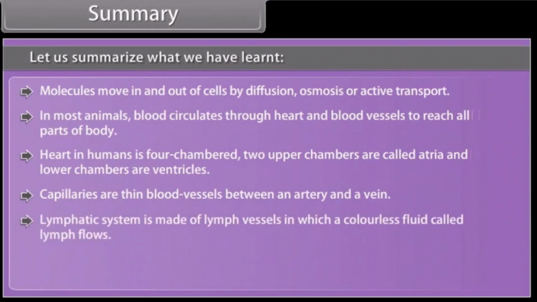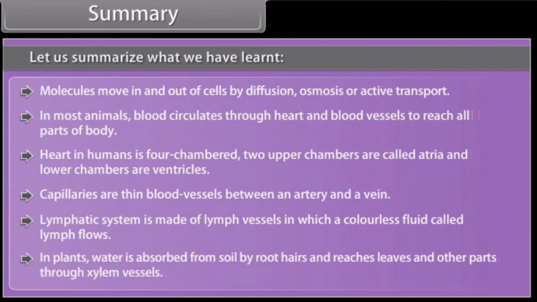The lymphatic system is made of lymph vessels in which a colorless fluid called lymph flows. In plants, water is absorbed from the soil by root hairs and reaches leaves and other parts through xylem vessels.